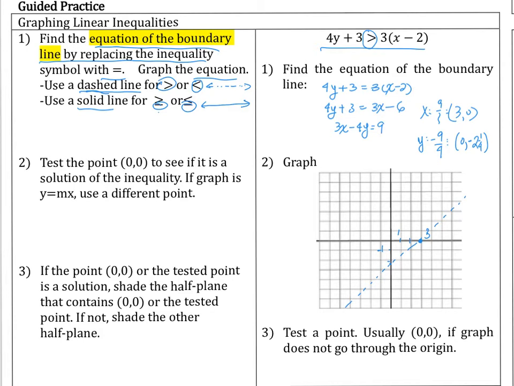Secondly, we need to test the point 0, 0 to see if it is a solution of the inequality. If the graph goes through the point 0, 0, then you have to use a different point. Now for this graph we can use 0, 0. So I'm going to substitute 0 on the left hand side of the inequality. It will be 3, and 0 on the other side, it will be negative 6. And this is a true statement. So 0, 0 is a solution.